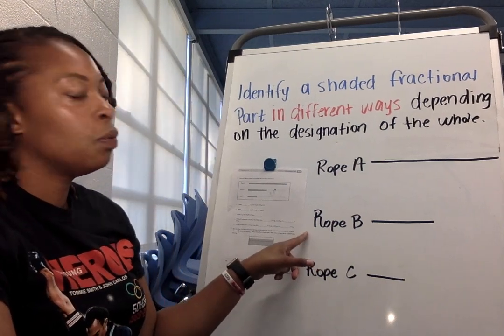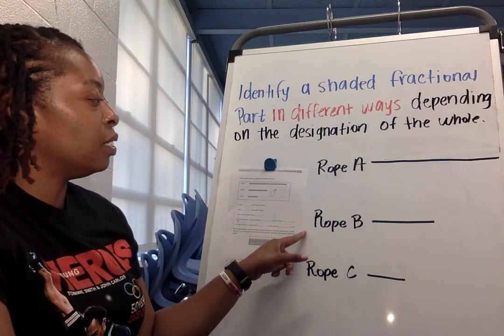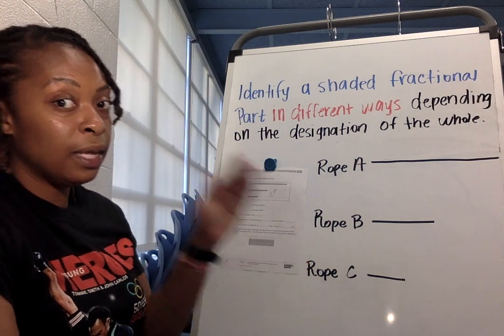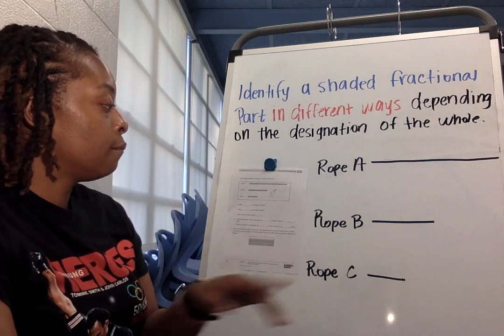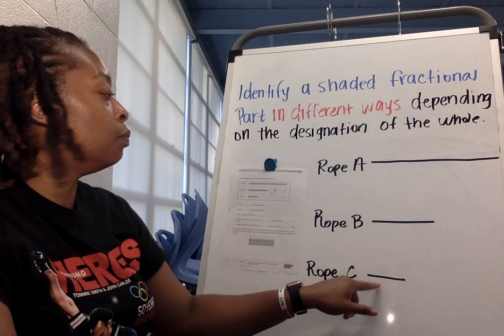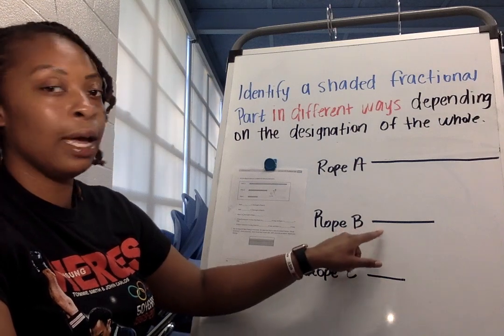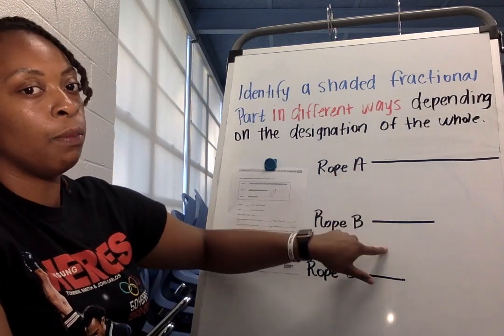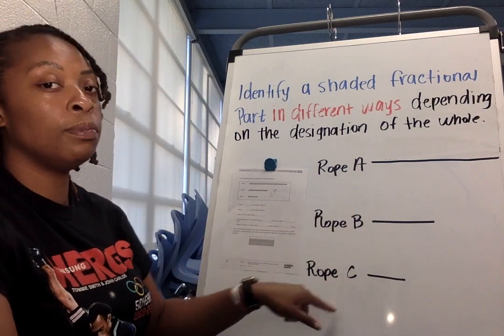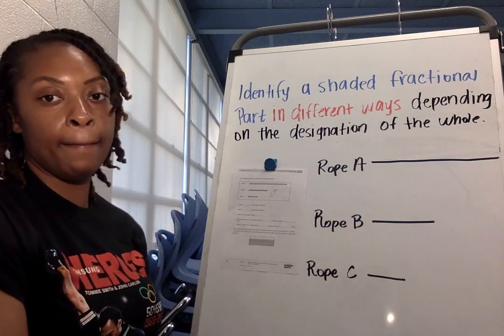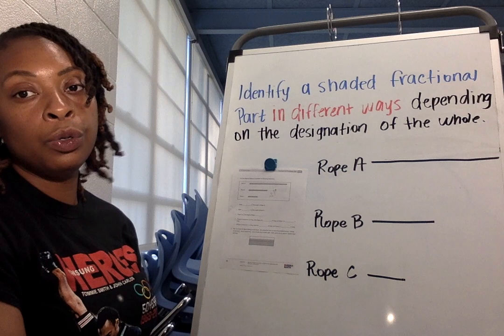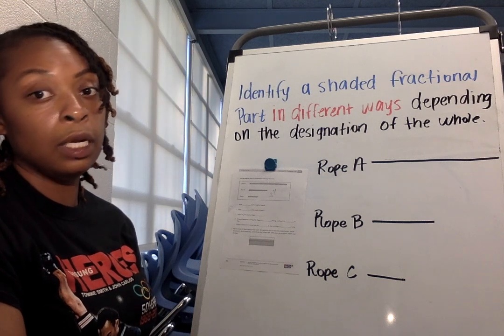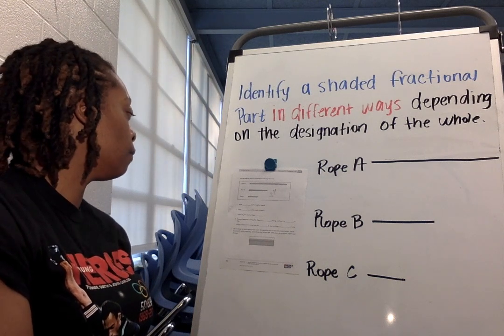So looking at rope B, we want to figure out which rope is half of rope B, half of it. Rope C is the only one that's shorter than rope B. Okay, rope A is not half of rope B; it's more than rope B. So rope C is your answer for part A. Okay, I want you to do B independently. I'm not going to help you with that one.